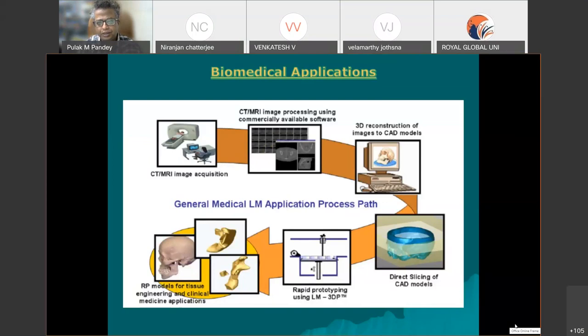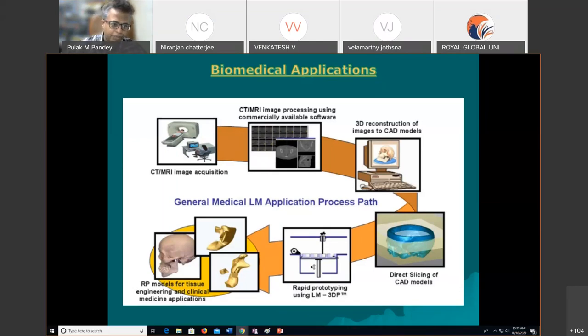What we try to do here is take digital information, which is CT and MRI images. They look like this, but they are actually digital images. If you open these files, called DICOM files, in software like Mimics or Simpleware, you are able to convert this entire digital data to STL files and reconstruct the STL file as shown in this figure. Once this STL file is available, you are able to slice the data, operate any 3D printer, and make these kinds of medical models for various tissue engineering or clinical medicine applications, which is one of the interesting applications of this particular thing.